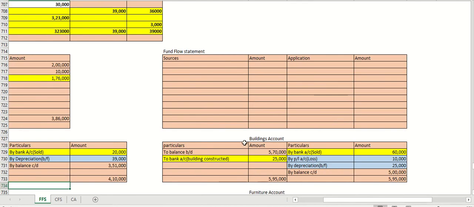So to balance brought down, which is your opening balance. Since it is an asset account, you'll have a debit balance. To balance brought down 5,70,000. By balance carried down 5 lakhs. By bank account sales, which is 60,000, but the value of the building was 70,000, so it is sold on a loss. So by profit and loss account, loss 10,000.